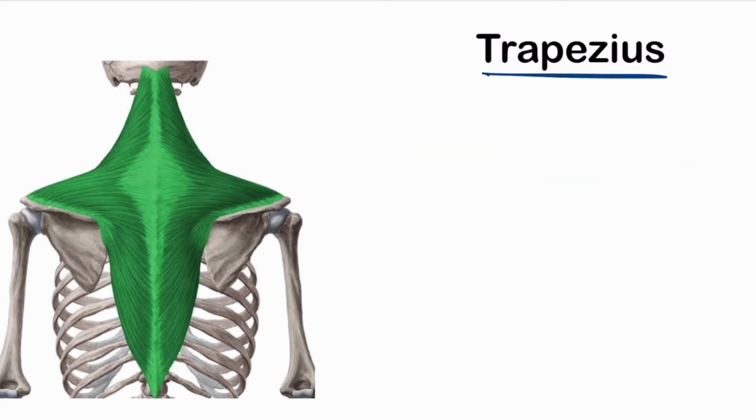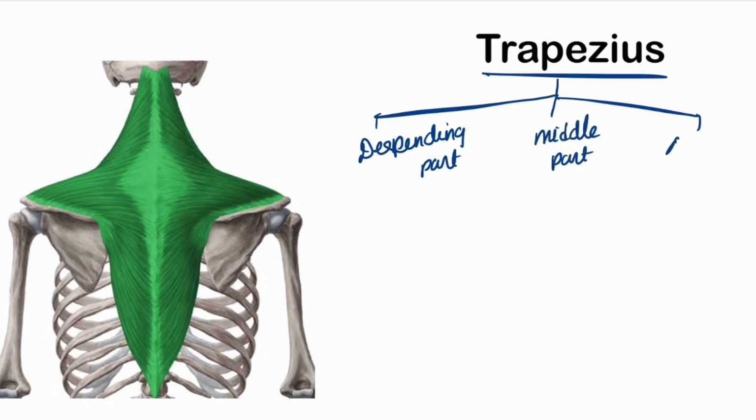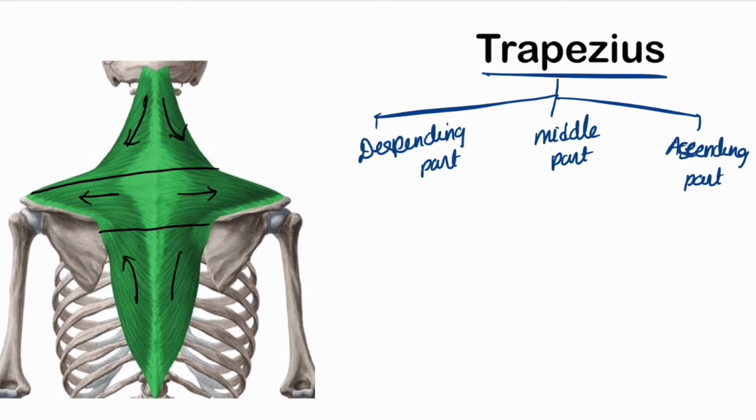This trapezius muscle is divided into three parts. They are the descending part, middle part, and the ascending part. This is the descending part, this is the middle part, and this is the ascending part.